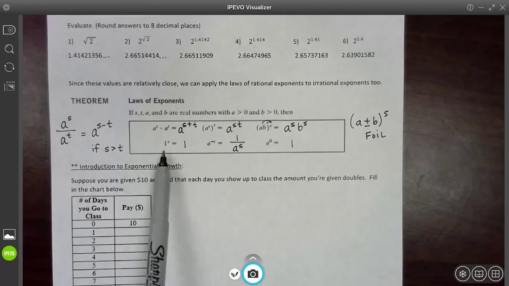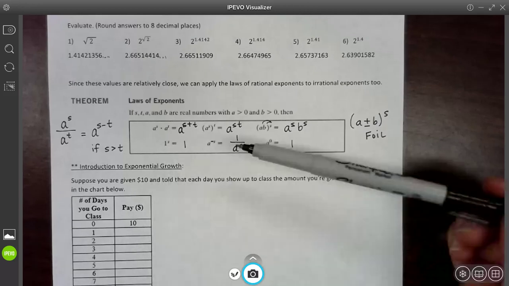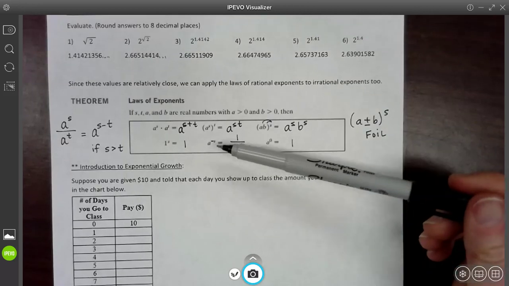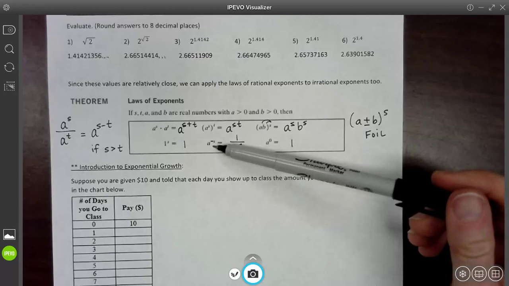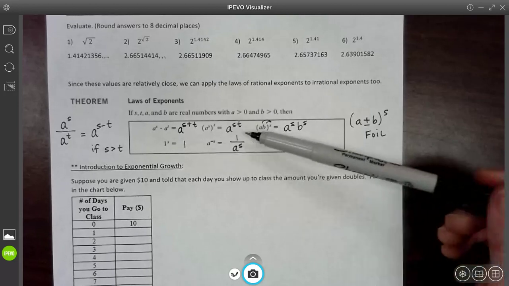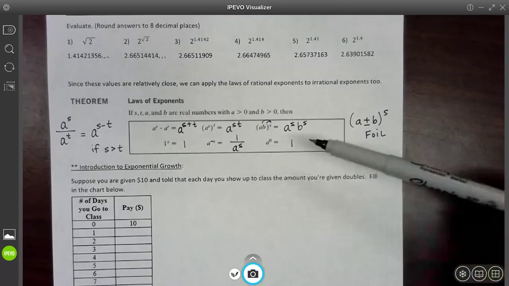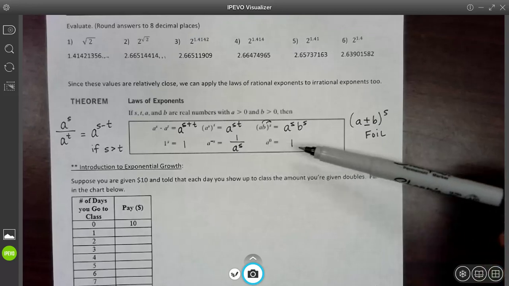We know that a base of 1 raised to any exponent is always 1. I know this is a little hard to read. I apologize for the blurriness. A to the negative s, a negative exponent, is fixed by flipping it. That's 1 over a to the s. And then anything raised to the power of 0 is 1.